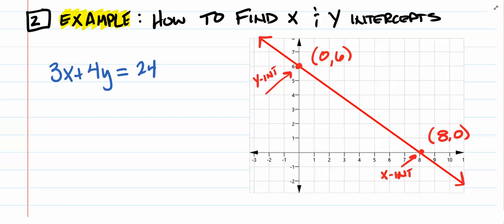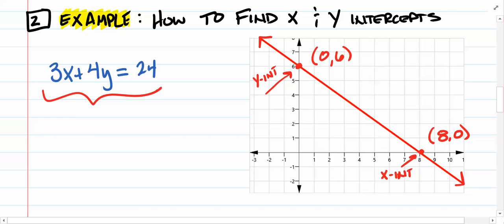Here's box number 2. It's an example, and it says how to find the x and the y intercepts. So take a look at this graph that I have graphed for you. It's a line, and I've given you the y-intercept. The y-intercept is at 0, 6, and I've given you the x-intercept, which is at 8, 0. So the question is, how do we find the intercepts from standard form? So as you can see, this equation is in standard form, right?